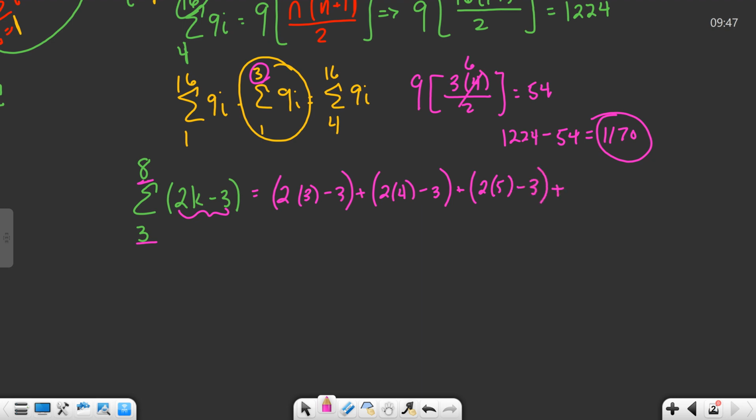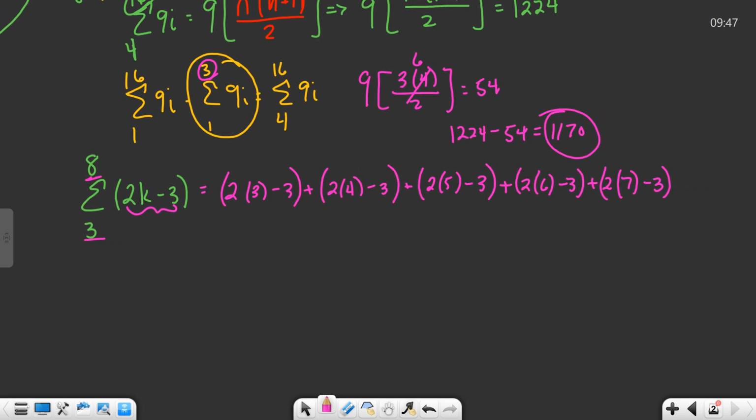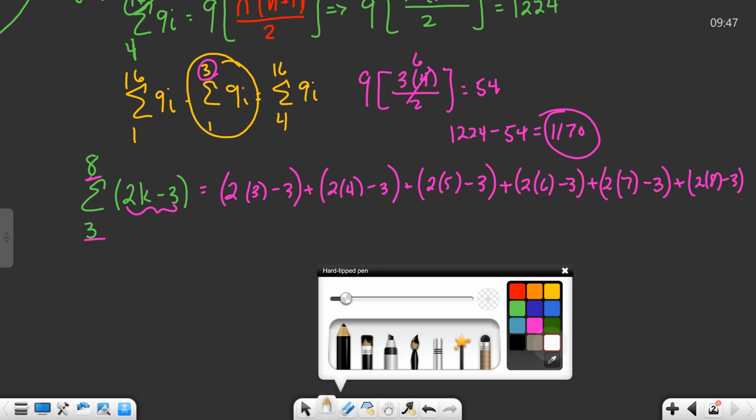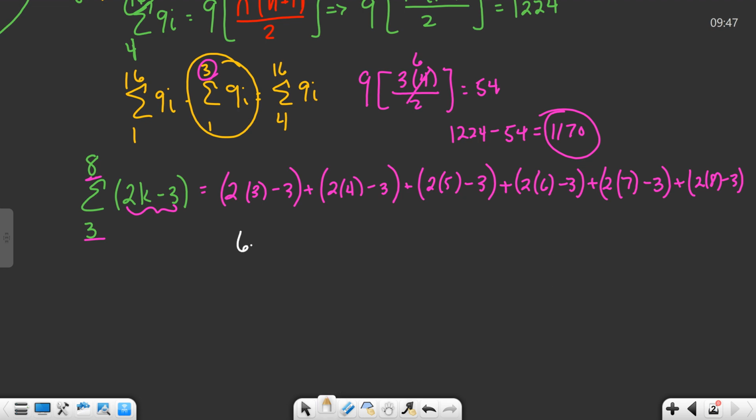Minus 3 plus 2 times 6 minus 3, 2 times 7 minus 3. We'll scoot the screen over and go one more: 2 times 8 minus 3. Really, this assignment is just about laying a foundation for some things that you're going to come across as we develop this idea of the antiderivative more and more. You'll see that in the coming sections if you haven't already come across it.